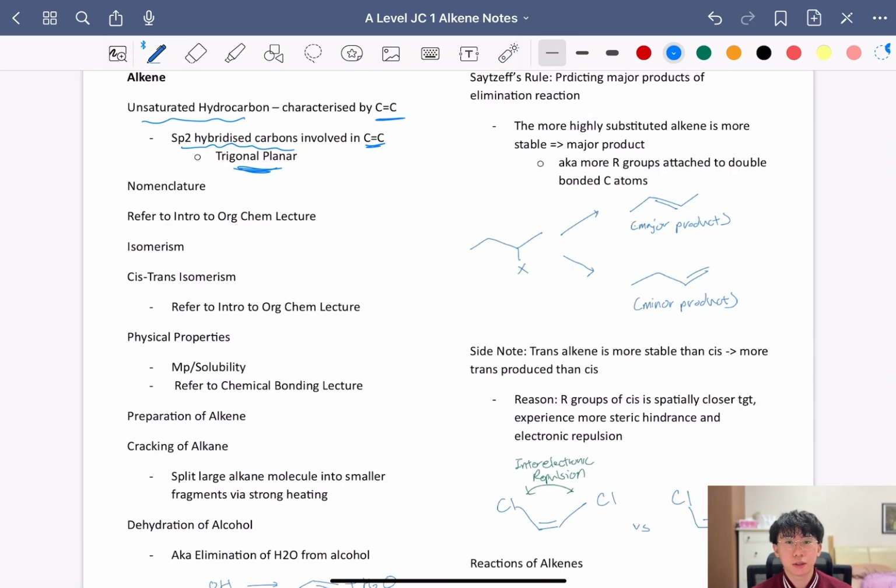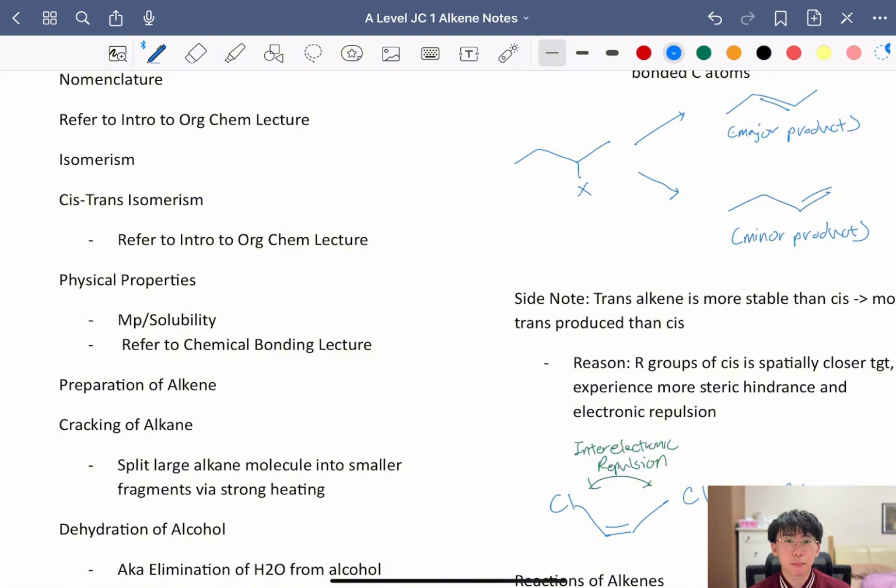For nomenclature, just refer to my Intro to Organic Chemistry lecture so that you understand how to name your alkenes. The key isomerism to take note of for alkenes is cis-trans isomerism. And this is because, as I've run through in my Intro to Organic Chemistry lecture, the alkenes have a C=C double bond, and this double bond has restricted rotation. Refer to my lecture here to understand more details if you forgot about cis-trans isomerism.